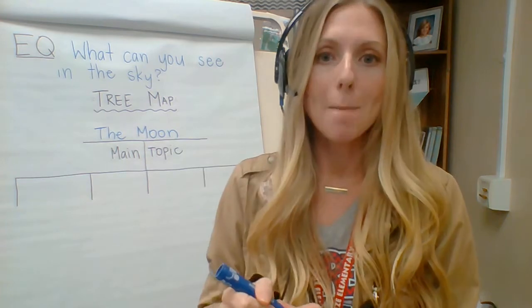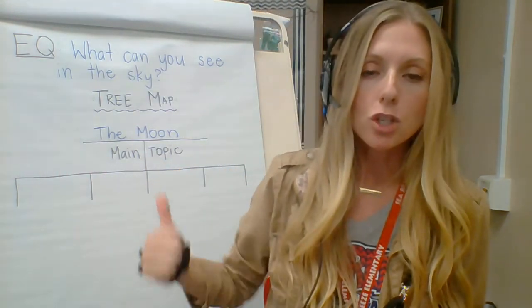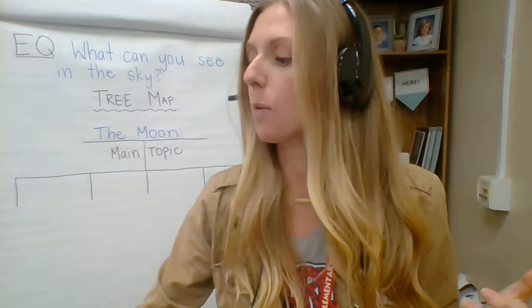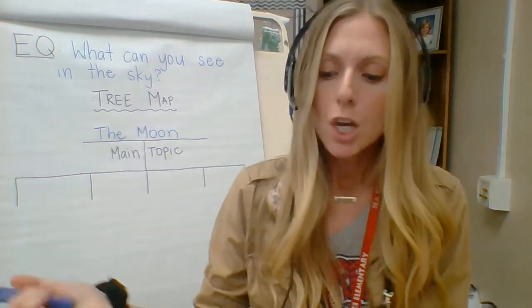Write the moon as the main topic on your tree map. Now you listen as I read, and as you think of things, add them to our tree map. And I'll do some too as we go along, okay? I'll show you how I like to find those key details and I'll add them along. So again, the title is called The Moon.